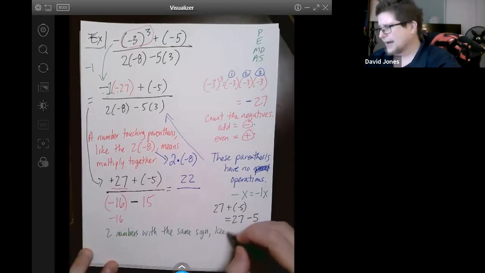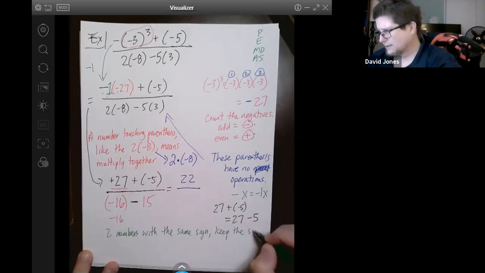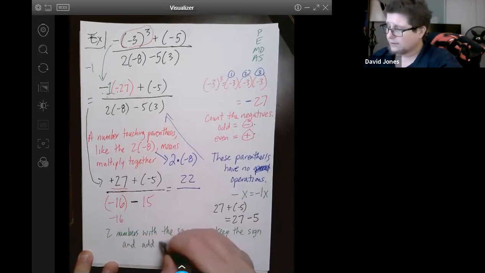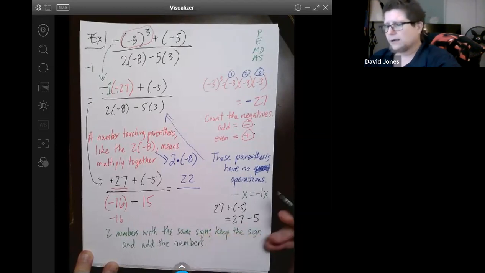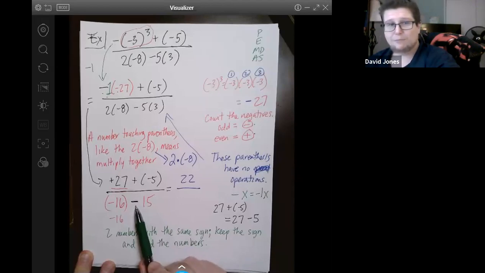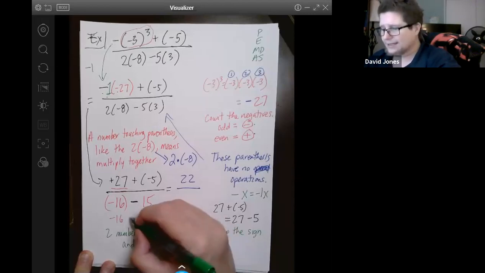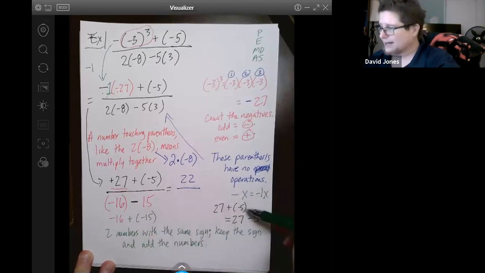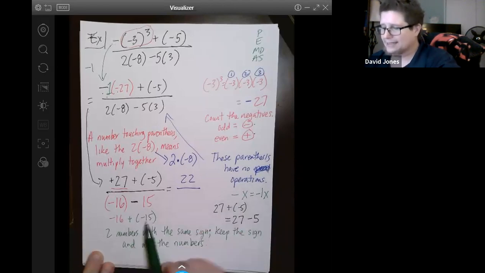Keep the sign, add the numbers. Keep the sign and add the numbers. So 16 is negative, 15's got a negative in front of it. These are both negative, I could rewrite this as -16 plus -15. Just like I did right here, I took it out of the parentheses, but here I can put it back in. It's easy to see that they're both negative numbers.